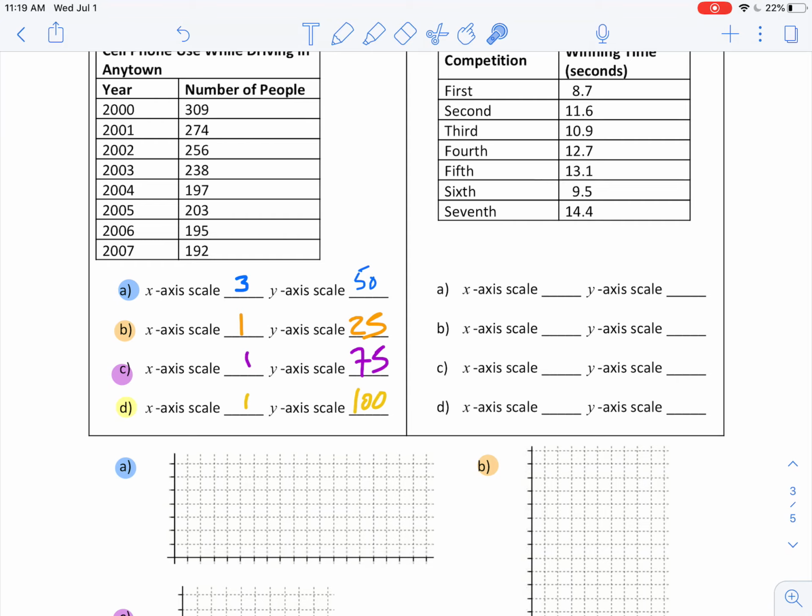So I would be going in increments of 50. 50, 100, 150, 200, 250, 300. So that kind of fills up the majority of the graph.